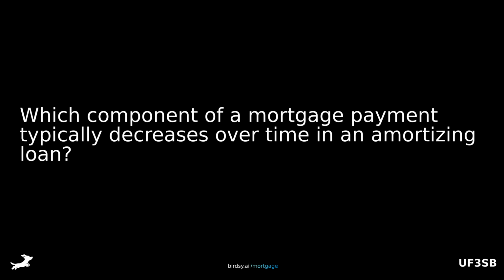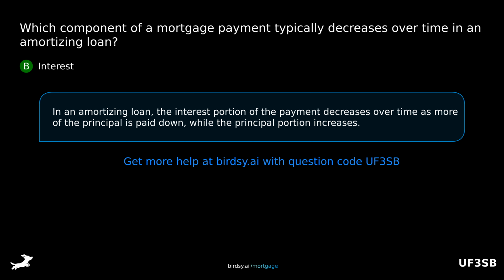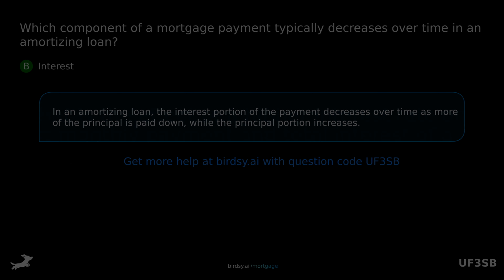Which component of a mortgage payment typically decreases over time in an amortizing loan? Is it A, principal, B, interest, C, taxes, or D, insurance? The answer is B, interest. In an amortizing loan, the interest portion of the payment decreases over time as more of the principal is paid down, while the principal portion increases.